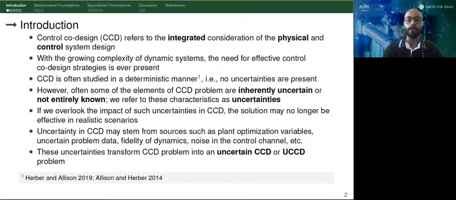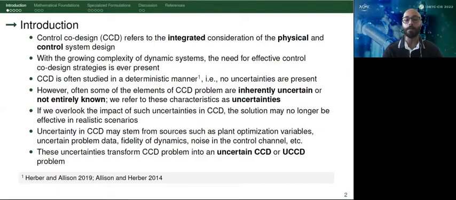However, we know that for any realistic situation, there are some elements of the CCD problem that are inherently uncertain or they're not entirely known. And we refer to both of these cases as uncertainties. The problem is that if we overlook the impact of such uncertainties, the CCD solution may no longer be effective for realistic scenarios. In a CCD problem, uncertainties may stem from various sources.